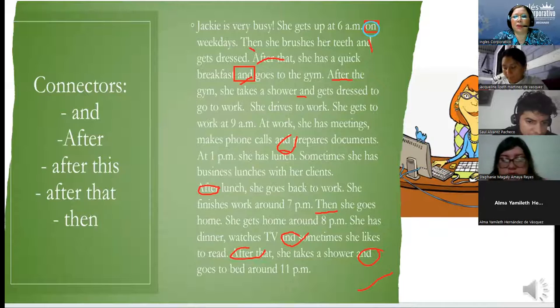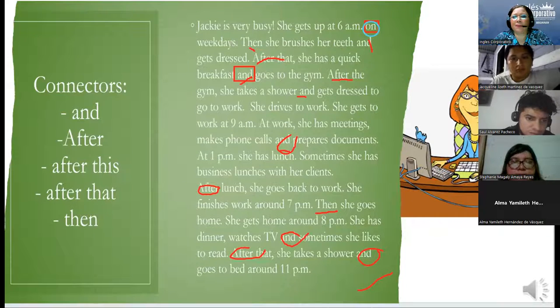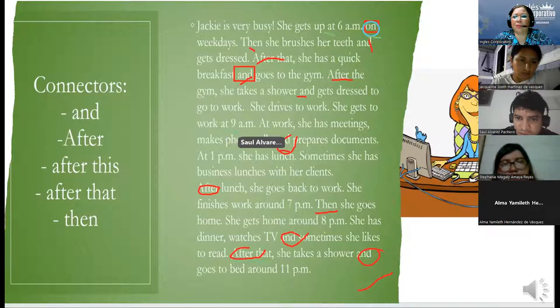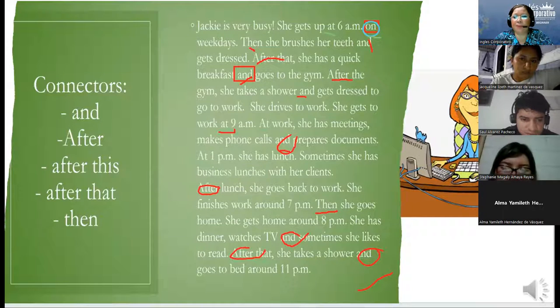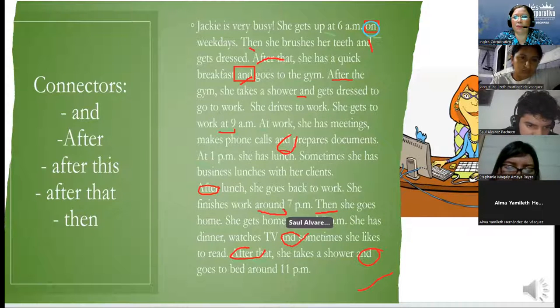All right. Bien, ¿y dónde estaban las prepositions, guys? Los que estaban haciendo las prepositions. Acordémonos. In, on, at. At, where's the color? Teacher, around is around too. Preposition.